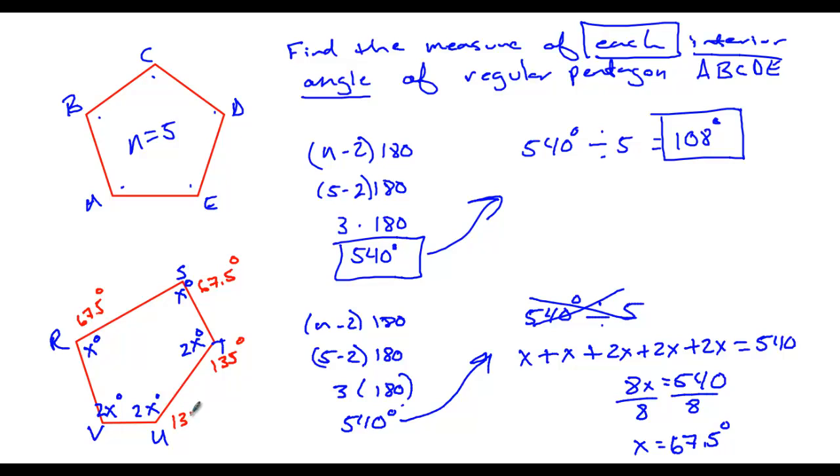135, 135, 135. And if you add all that back together, these two add up to 135. So 135 plus 135 is 270. 270 plus another 270 is 540.